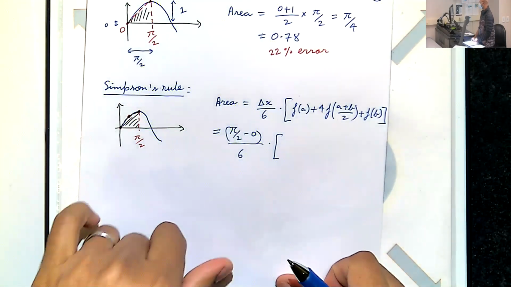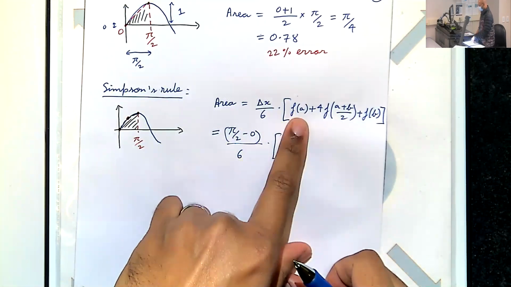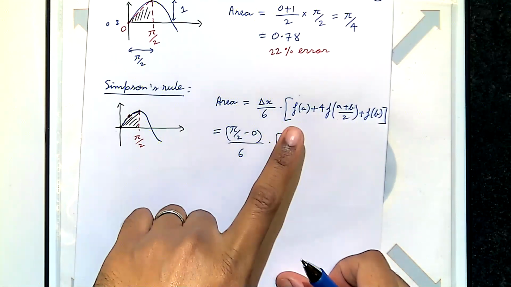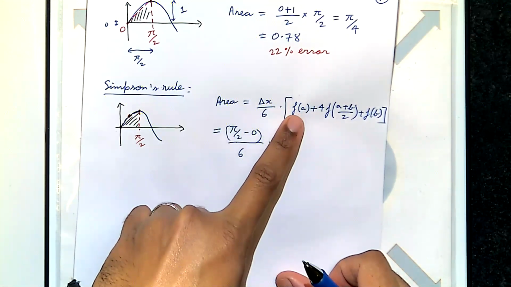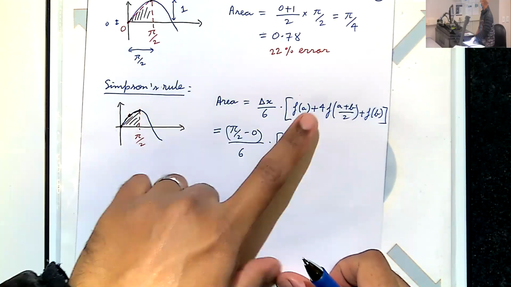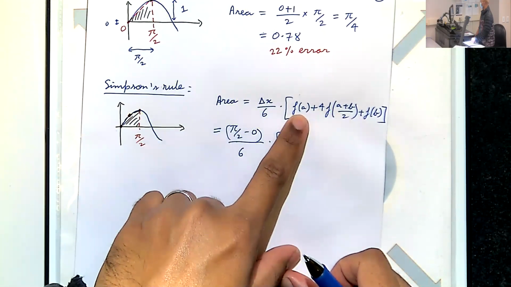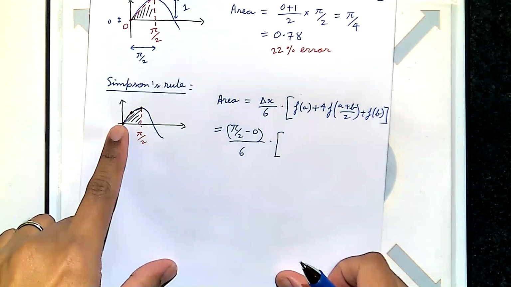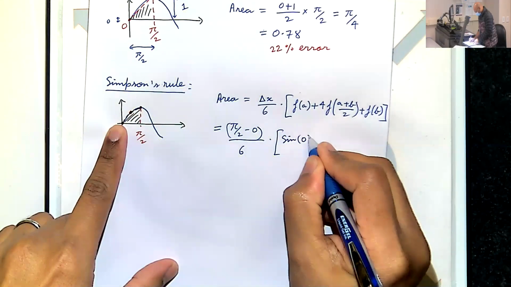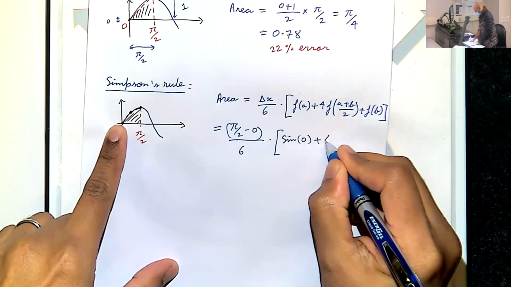Remote students, what's f of a? 0. Because it's the first point on a sine wave at 0. Yeah, so f of a would be just sine of 0, x equals 0. So we write sine of 0. What about the next one?